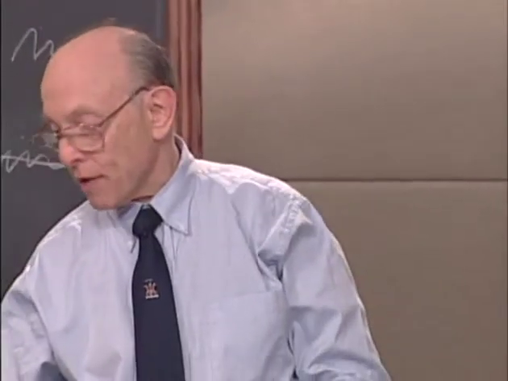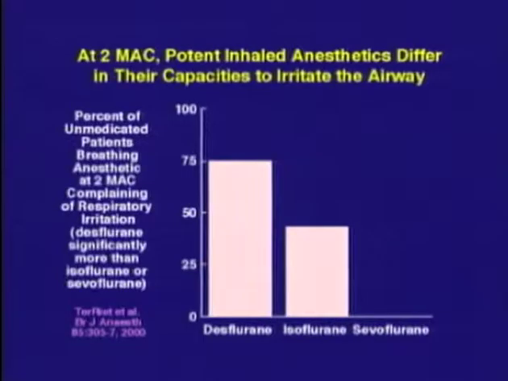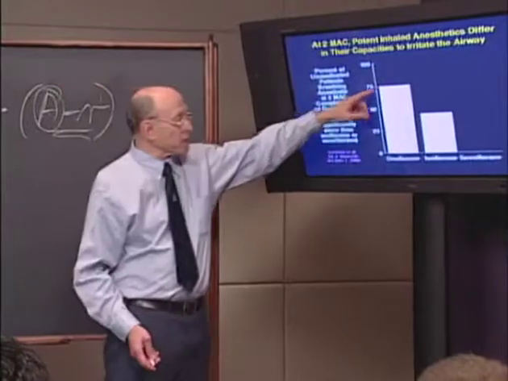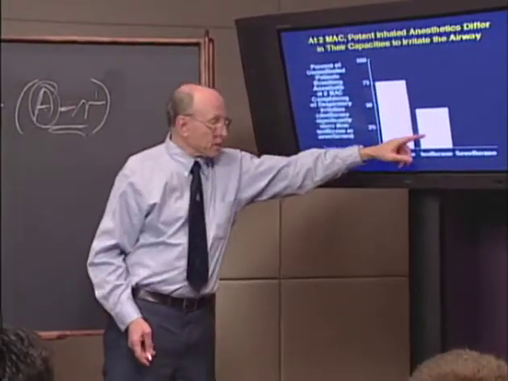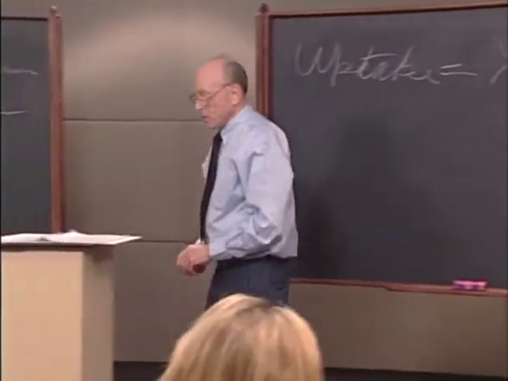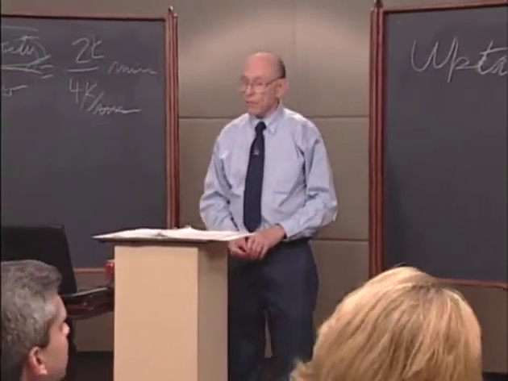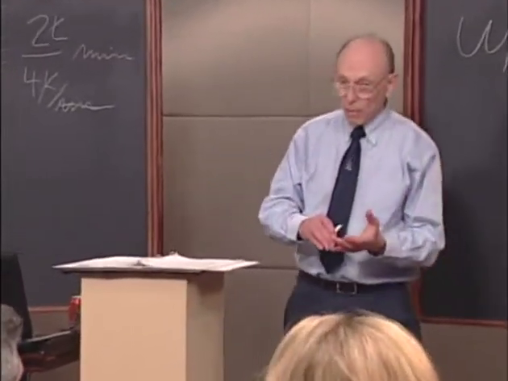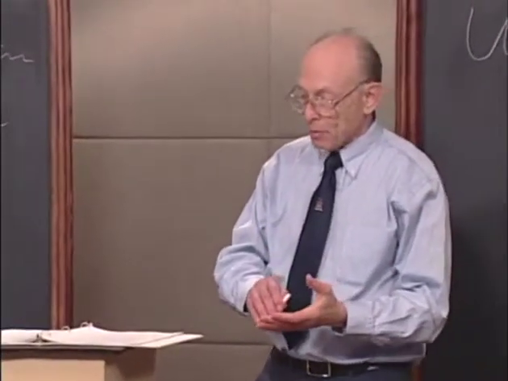And sevoflurane has a great advantage in its absence of pungency. This illustrates the pungency that exists at 2 MAC. If you look at the percent of unmedicated patients who are breathing anesthetic, desflurane, isoflurane, sevoflurane at 2 MAC, who complain of respiratory irritation, 75% given desflurane complain, a little less than 50% of those given isoflurane, and none of them given sevoflurane. So sevoflurane is a pretty good anesthetic for induction of anesthesia. It's got a low solubility, and it's got absent pungency.